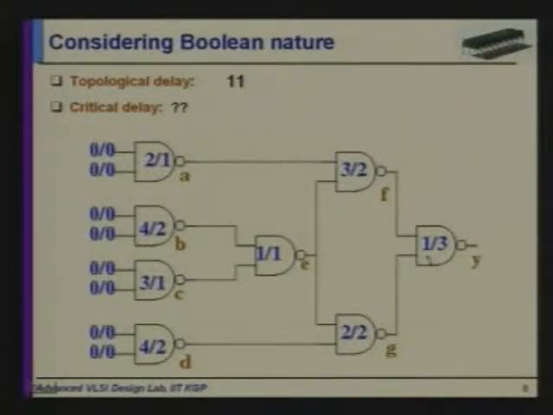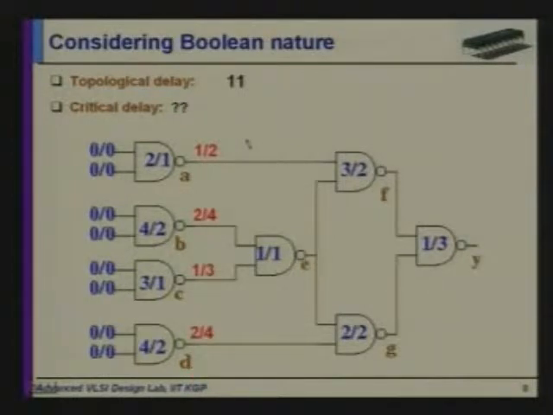Now we are going to consider the Boolean nature of the circuit and find out the delay. For any rise transition at this input, the output will be of negative nature. So we have to consider 1 here for the rise transition, because there will be a fall transition at the output. So the delay value will look like this: for rise transition, it's 1; for fall transition, it's 2, because if there is a fall transition here, the output will be a rise. Similarly for the other gates in the first level.